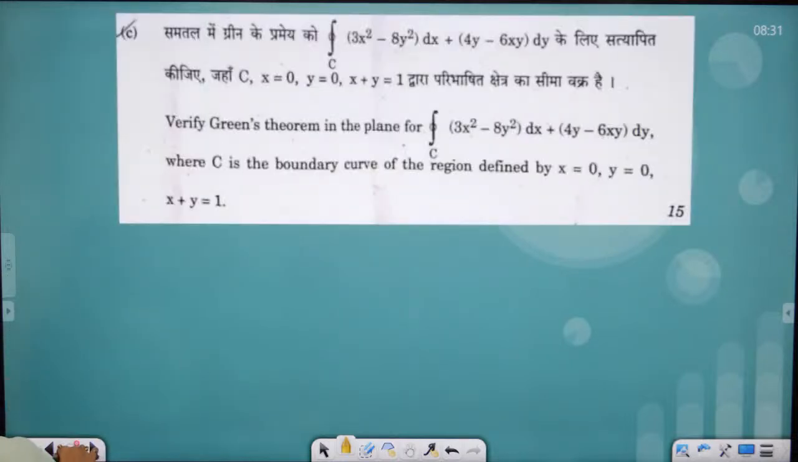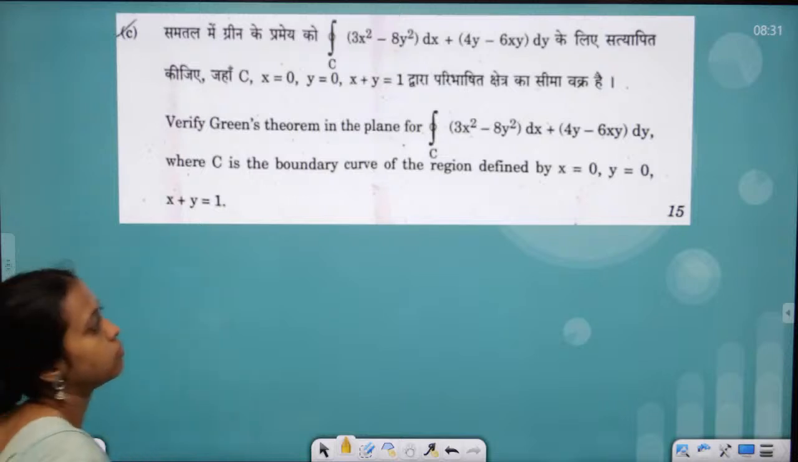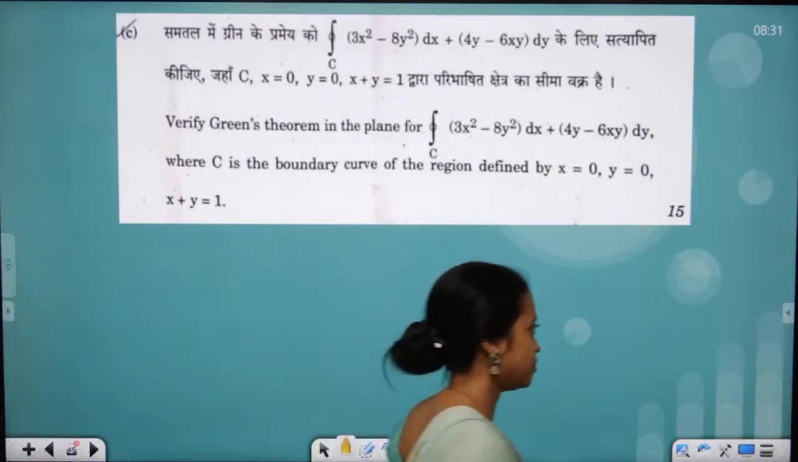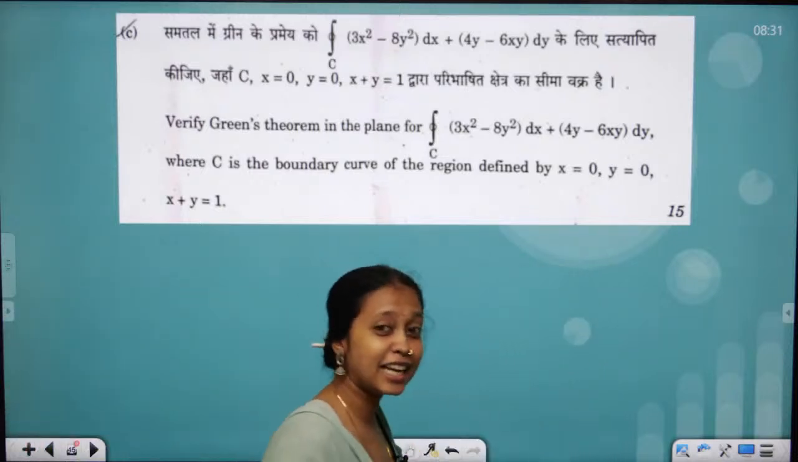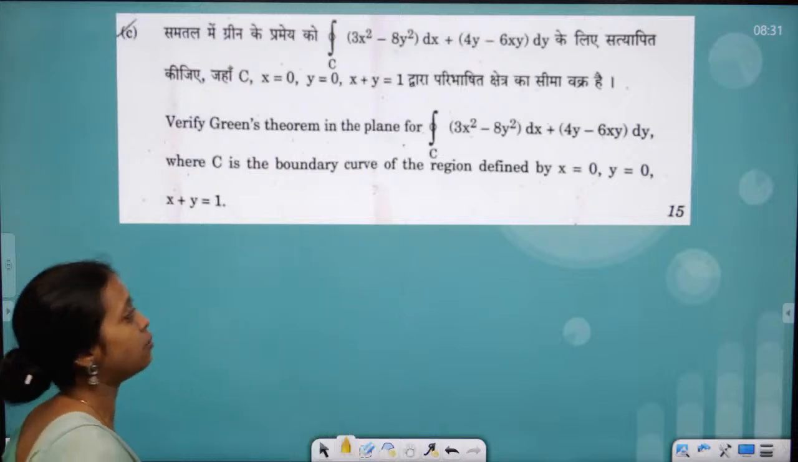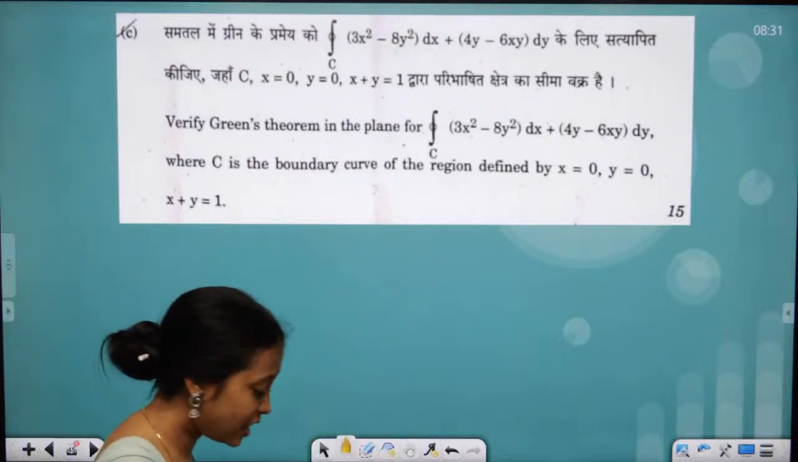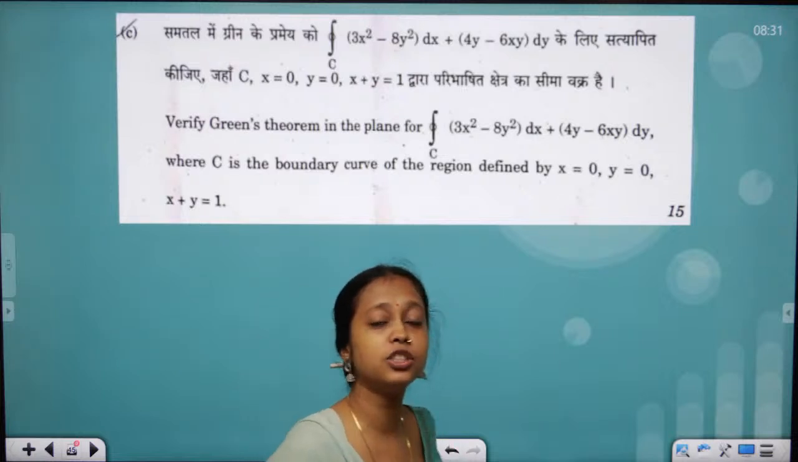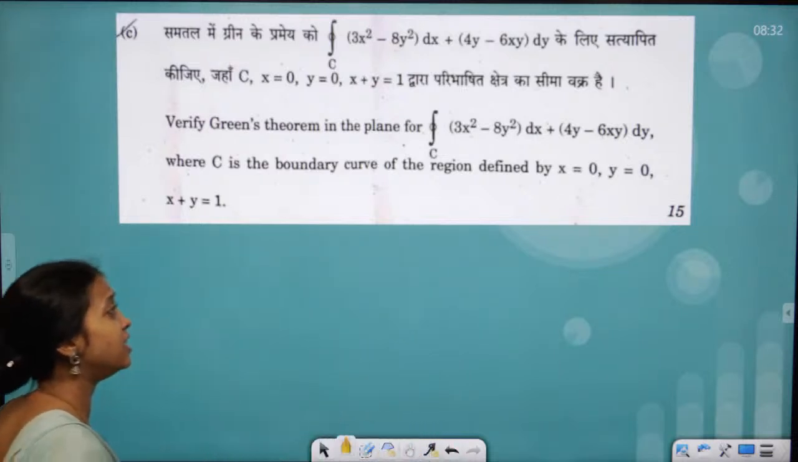For the differential equation, okay, see Green's theorem, Stokes theorem, Gauss divergence theorem. In the second section, these are free marks. These three theorems are just giving you marks as it is, and one is the Laplace.